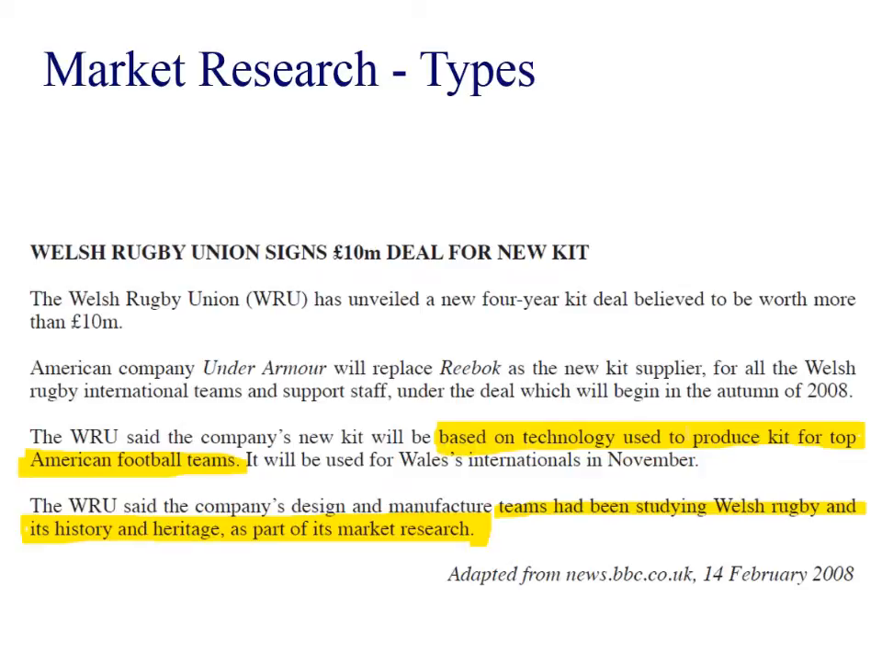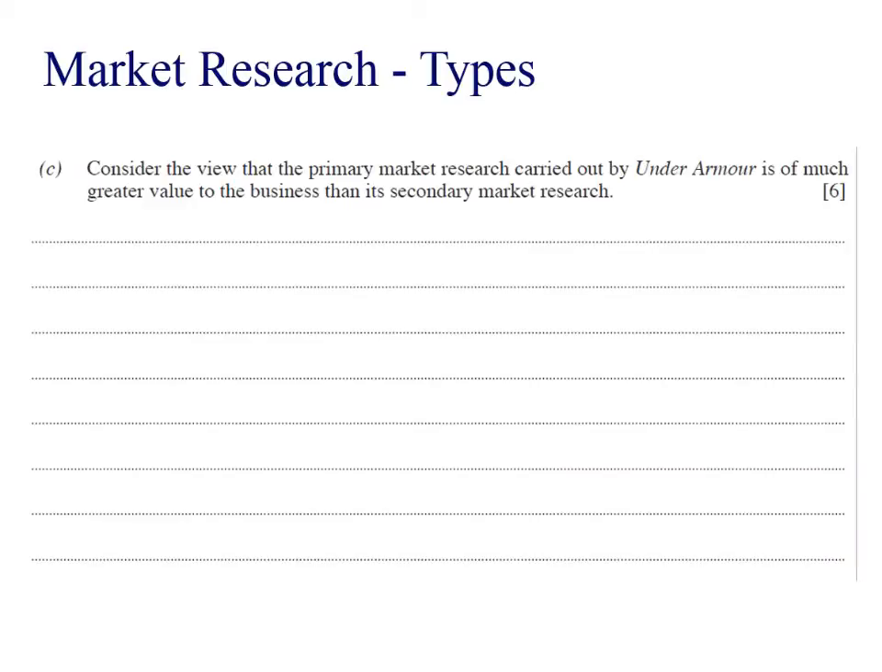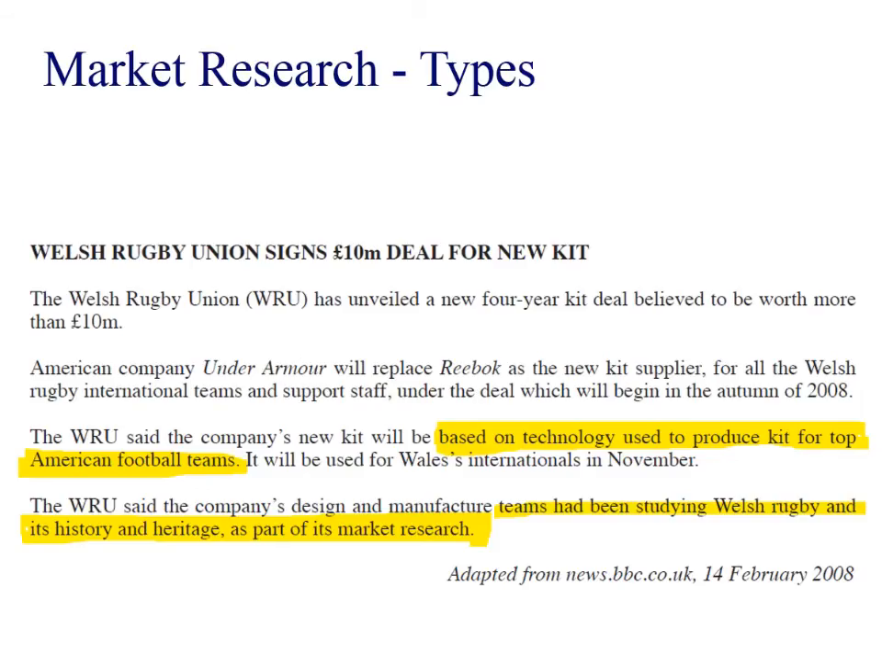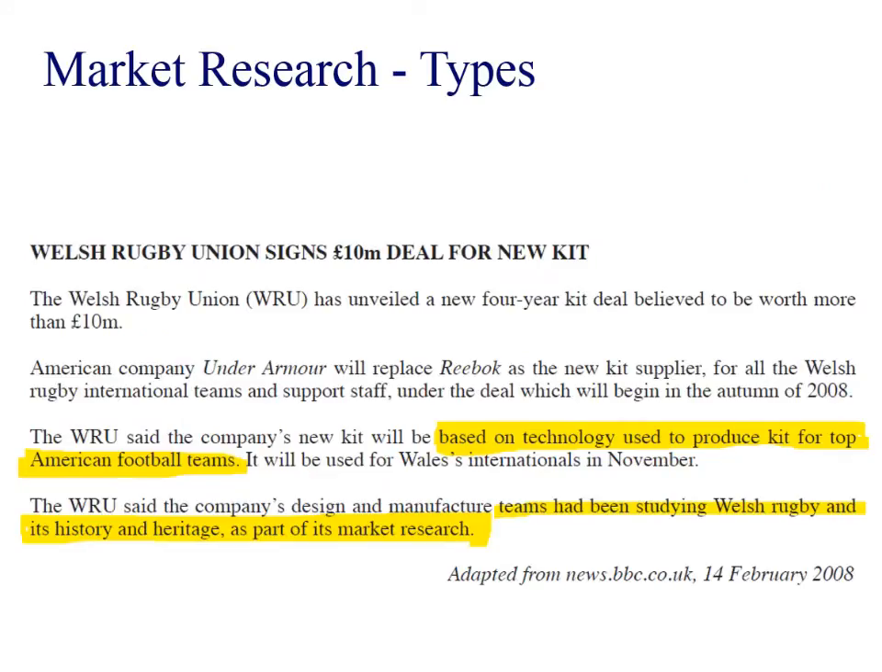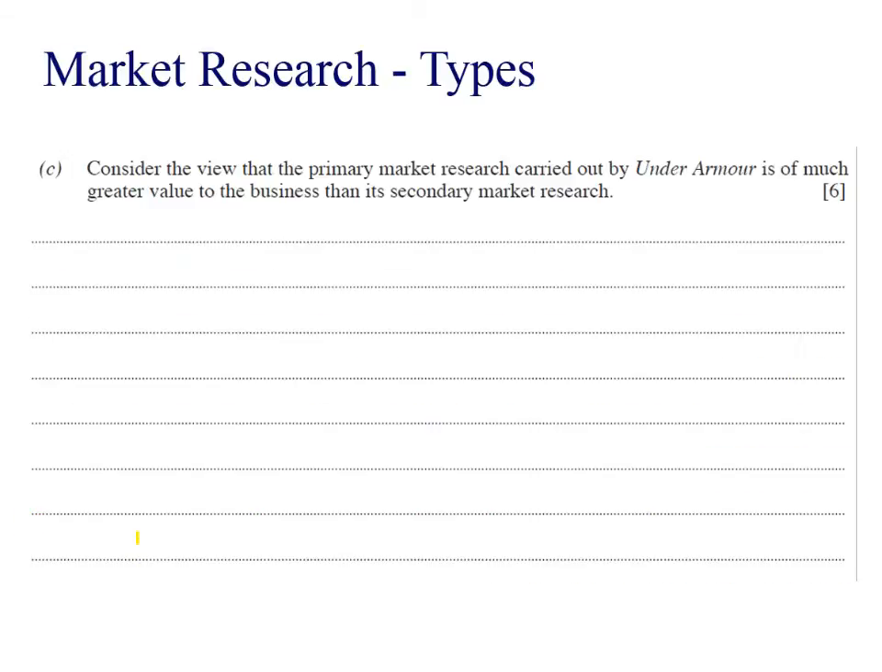And the point is, they wouldn't have written this case study had they not wanted you to pick things out of it. Okay, so primary market research carried out by Under Armour is of much greater value to the business than secondary market research. First thing you probably want to do is distinguish between primary and secondary market research, give some examples of the primary market research that they might have carried out, maybe base it on this first example here. Define secondary market research, give some examples of secondary market research that they could have carried out. Here it seems like there's some nice secondary market research there about the history and the heritage.